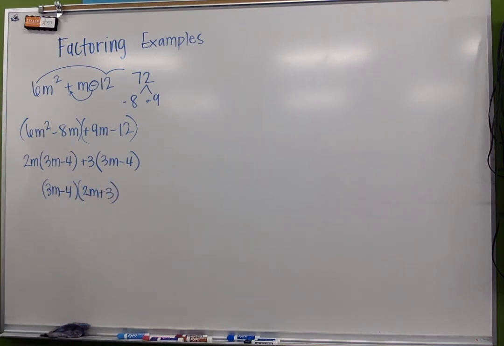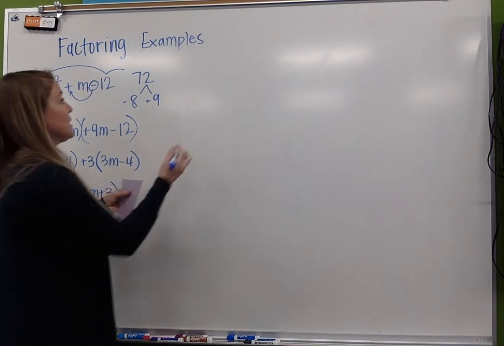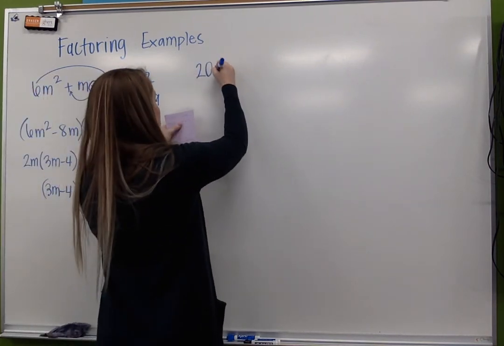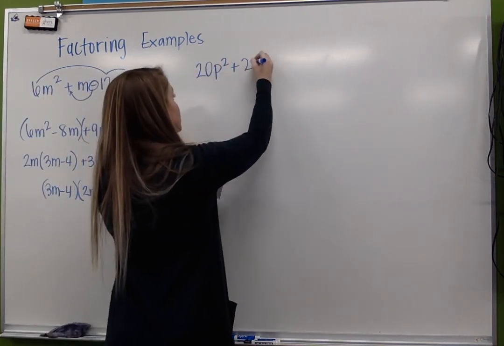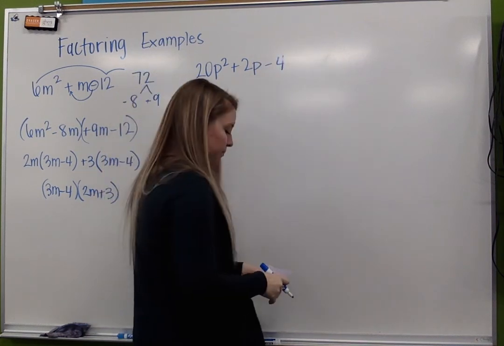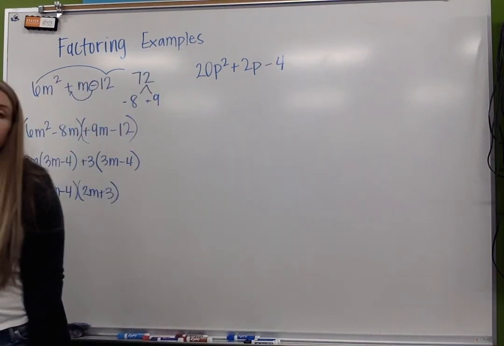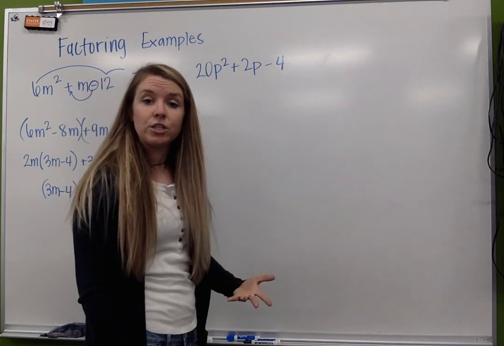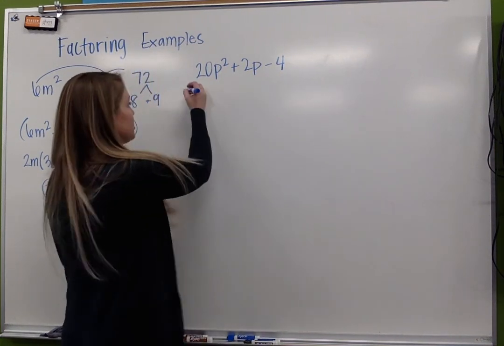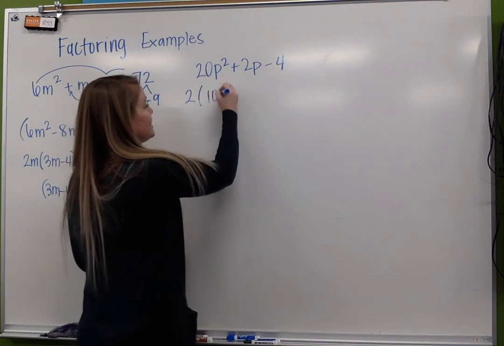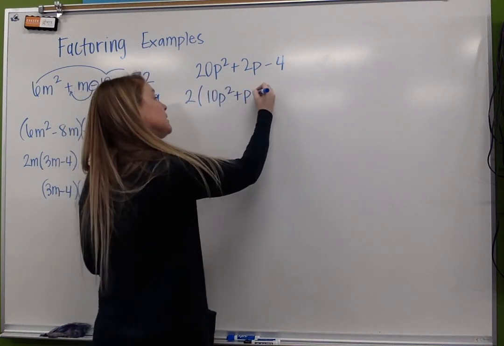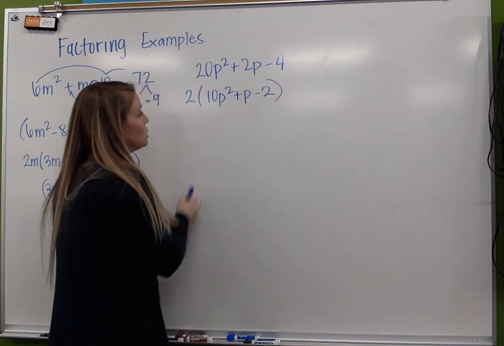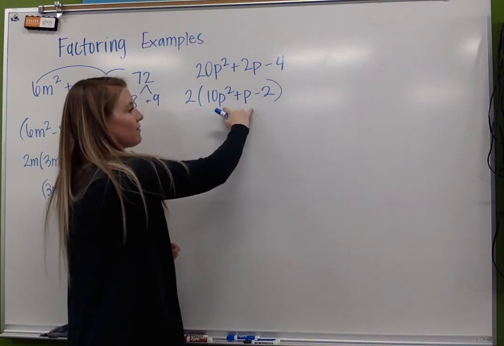Okay. My second example, we're going to do 20p squared plus 2p minus 4. So first thing I notice here, 20, 2, and 4 are all divisible by 2. So I'm going to start by factoring out my 2. And then I get 10p squared plus p minus 2. So 2 is a factor, but I've got to keep factoring.